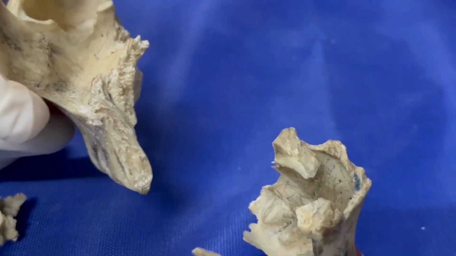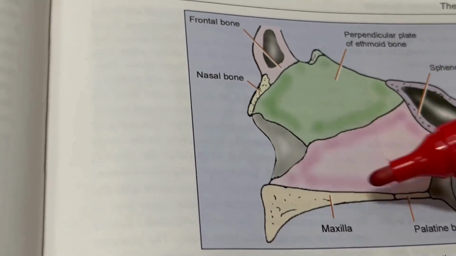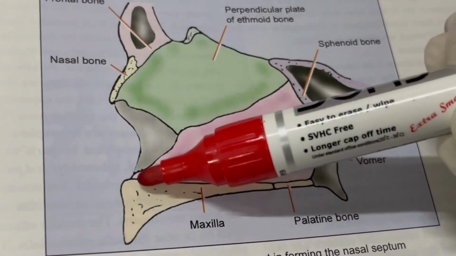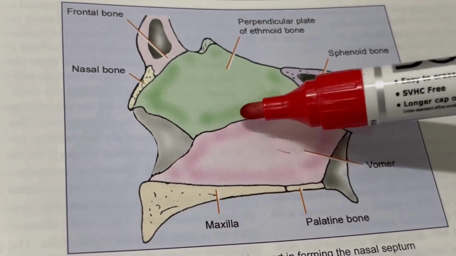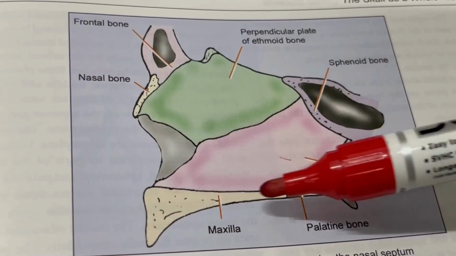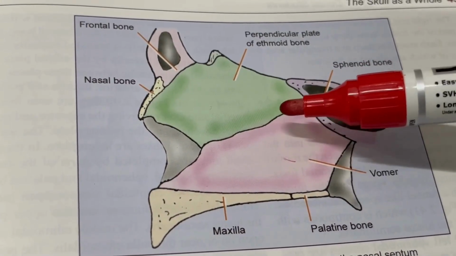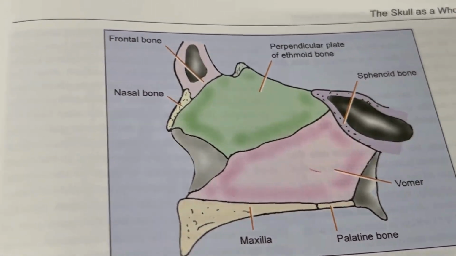So I will show you in this diagram. Here you can see this is the vomer bone, and it is attached to the nasal crest of the palatine process, and it forms the medial wall of the nasal cavity or the nasal septum. So this is the vomer.